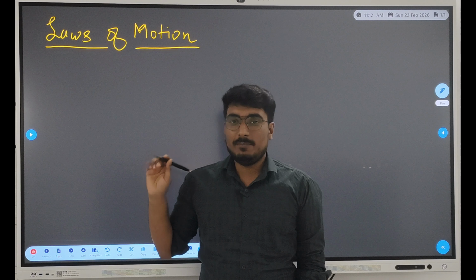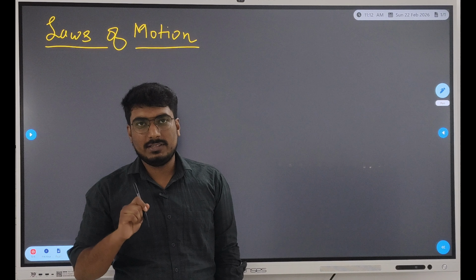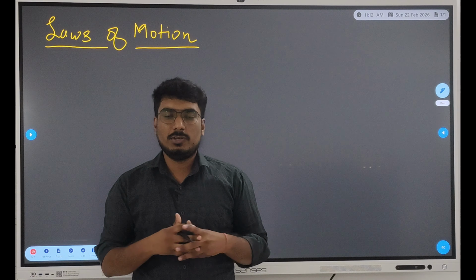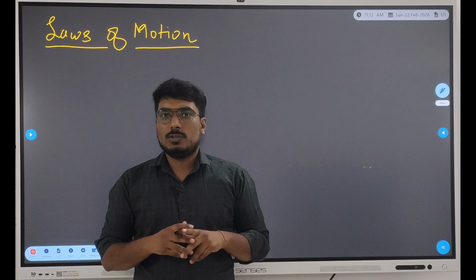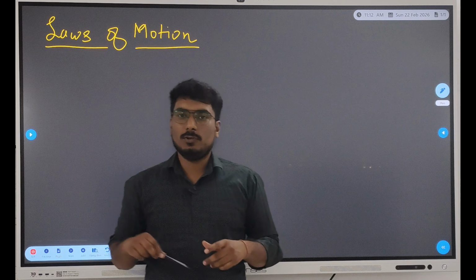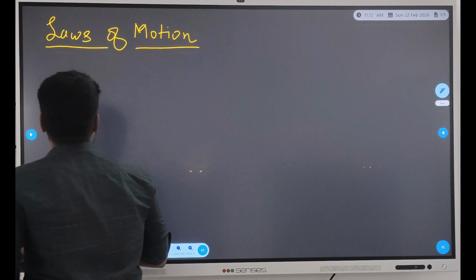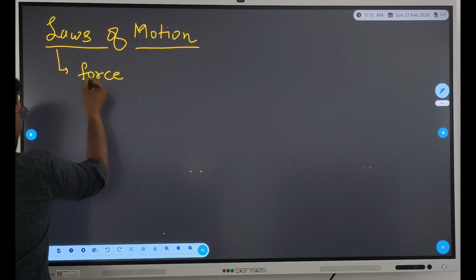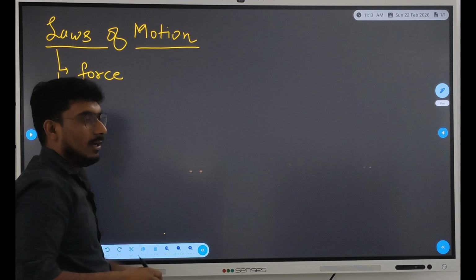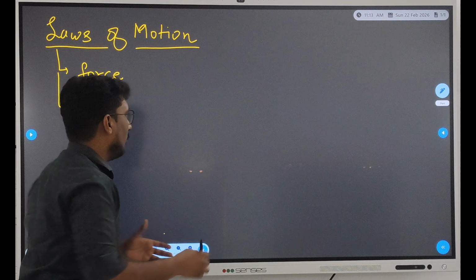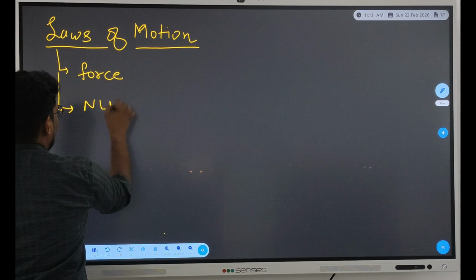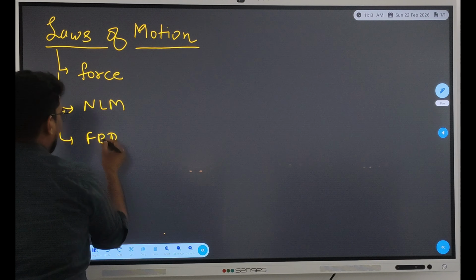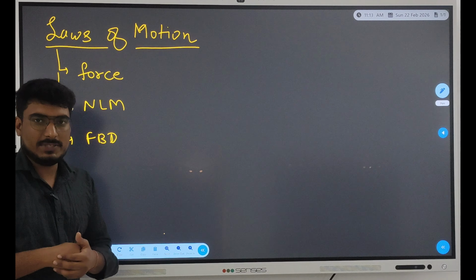So basically this is a very important chapter in kinematics, and we are going to see many different concepts which you didn't learn till now, I think. Okay. So if you are preparing for JEE, this is for you. The first heading in the laws of motion is called force. After force, we will go to Newton's laws of motion, like NLM, and after that we'll see FBD, free body diagram. So that's our today's plan basically.